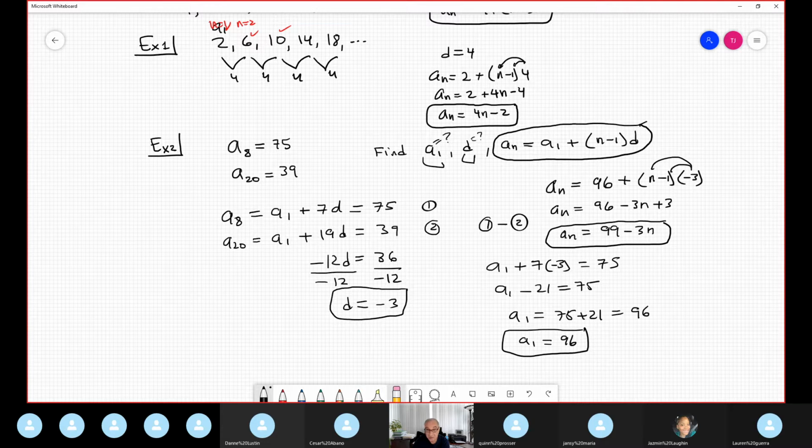Just in case, for verification, you can plug it in here. For n equals 8, there's 99 minus 24. Let me see. 99 minus 24 is 75. Super. For n equals 1, here is 99 minus 3 is 96. Super. Any question, guys?